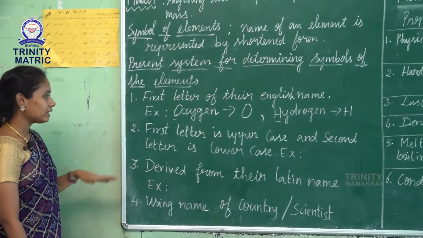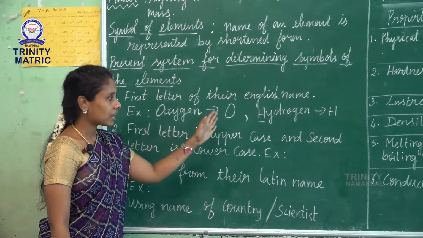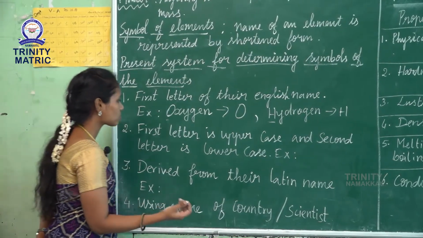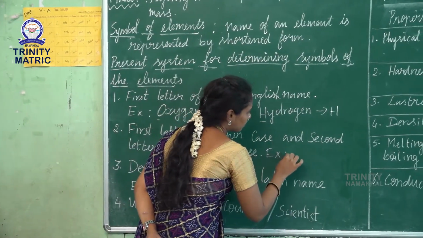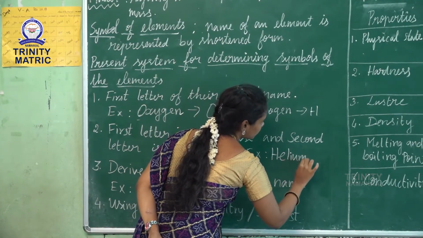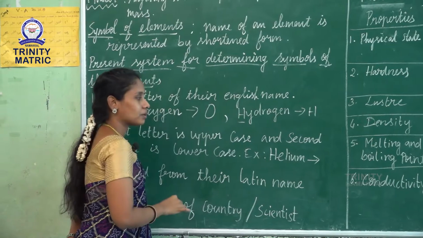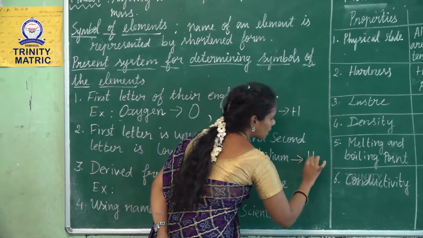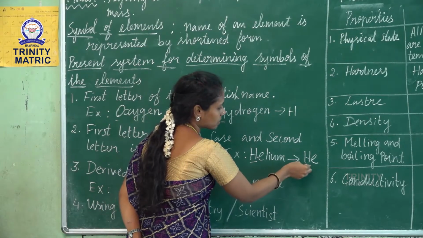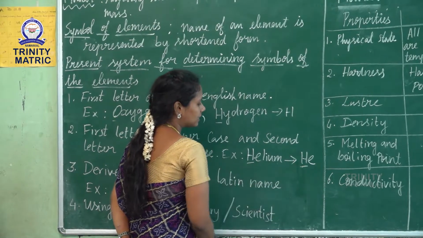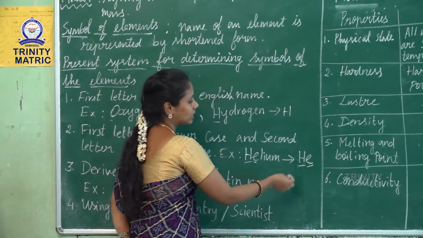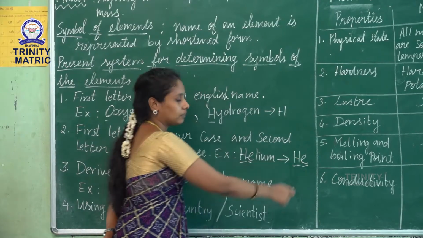Okay. Second point, the first letter is uppercase and the second letter is lowercase. Next example, helium. The symbol of helium is He. So the first letter is uppercase, capital H, and the second letter is lowercase, small e. So the helium symbol is He.